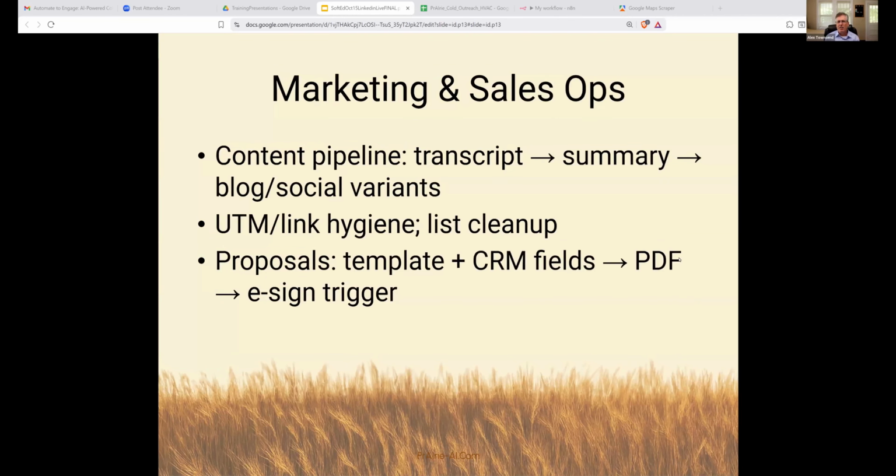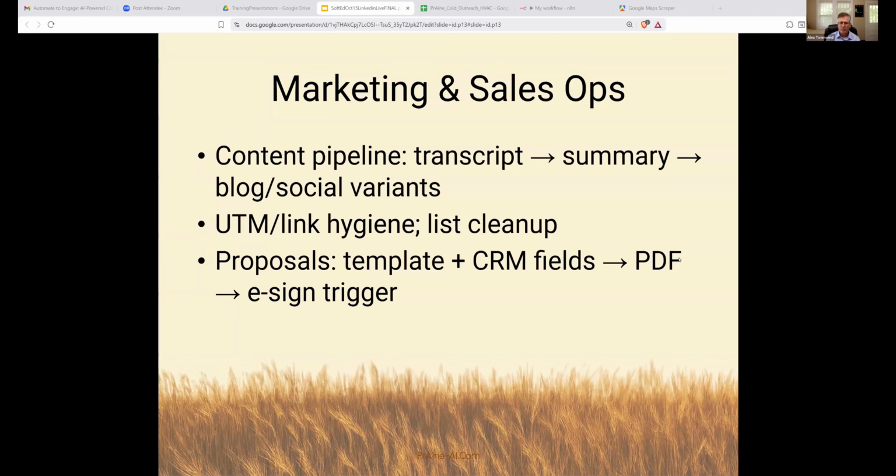So beyond the leads, here are 3 force multipliers that can keep your pipelines clean and your reps focused. First, a content pipeline. Drop a webinar transcript in Drive. n8n generates a summary, drafts a blog, and spins social variants with tracked links. Final drafts route to a human for approval, then publish on a schedule. Content without the hamster wheel.